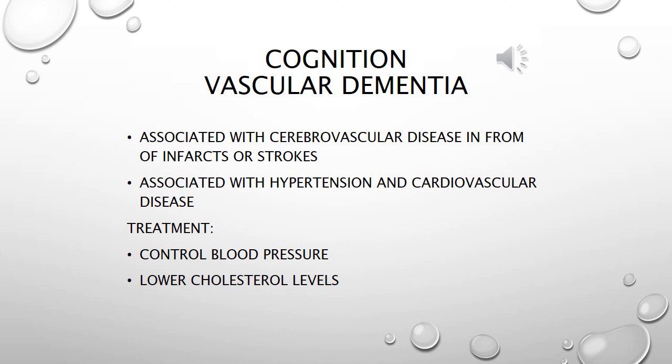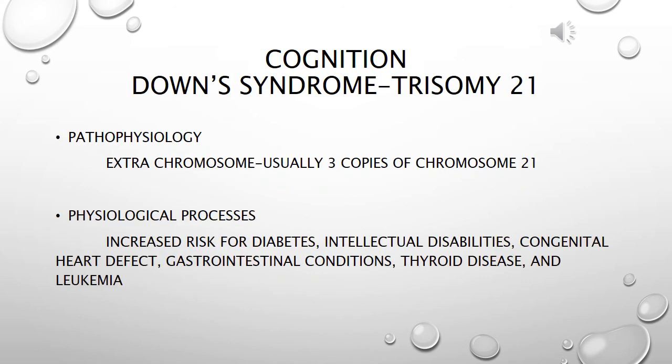Multi-infarct dementia, the most common form of vascular dementia, has an unpredictable course and is characterized by variable impairment depending on the affected sites of the brain. Because vascular dementia is associated with hypertension and cardiovascular disease, risk factors such as hypercholesterolemia, history of smoking, and diabetes are similar. Prevention and management are also similar. Therefore, measures to decrease blood pressure and lower cholesterol levels may prevent future infarcts.